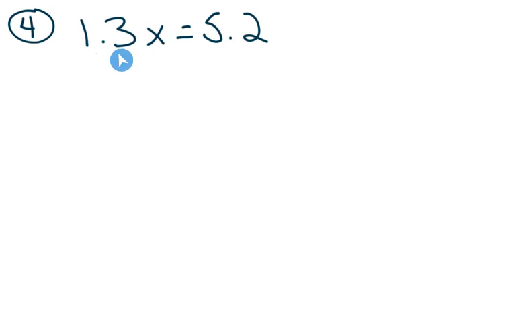All right, let me erase this here. Let's try some with multiplying and dividing. How about 1.3x is equal to 5.2. Now, if you don't see an operation in between the number and the variable, the operation that we're assuming it is multiplying. So the opposite of multiplying, the inverse of multiplying, would be dividing. So I'm going to divide both sides by 1.3. I multiplied x by 1.3, so to undo that, we're going to divide both sides by 1.3.